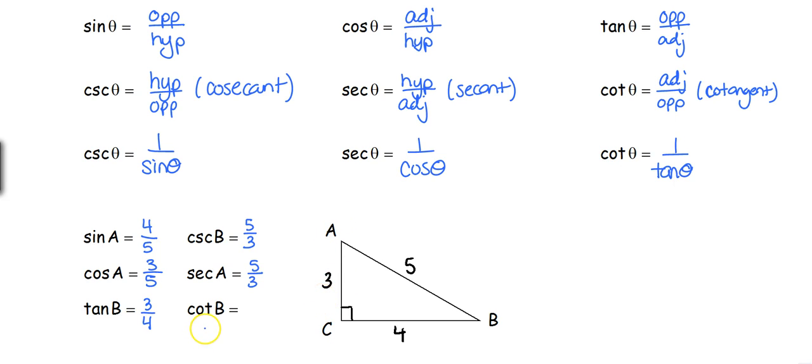All right, our last one is cotangent of B. So we find our B. Cotangent is adjacent over opposite. The adjacent side is 4. The opposite side is 3.